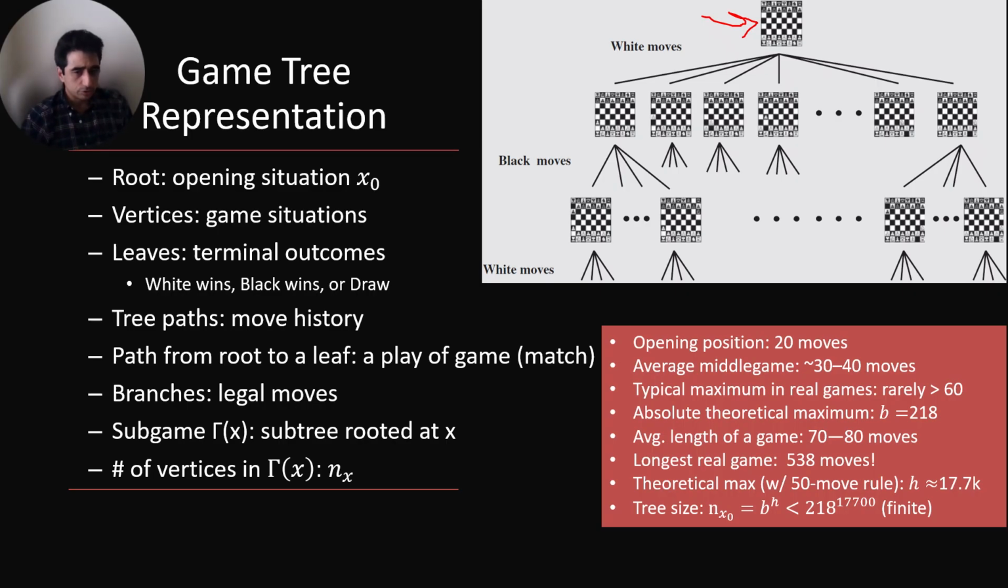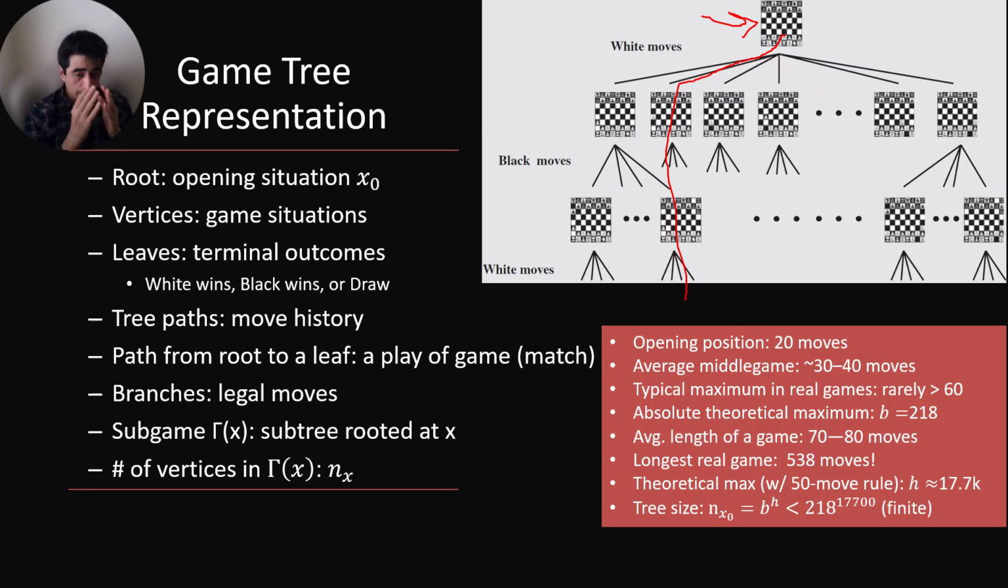Now, what is a tree path? A path in a tree, based on your data structure course, you know, is defined as a sequence of nodes starting from the root all the way to the descendants of the root. For example, I can say this is a path, starting from the root, and then you come to the child of the root, and then the grandchild of the root, all the way to a certain point.